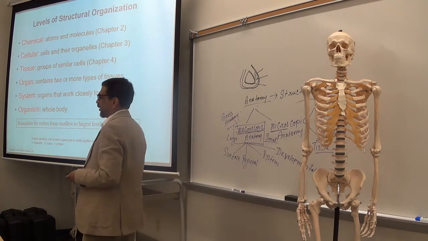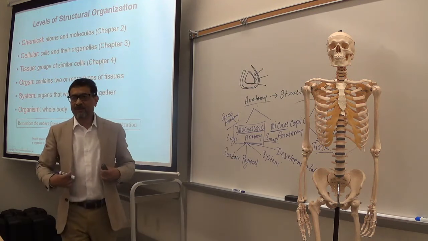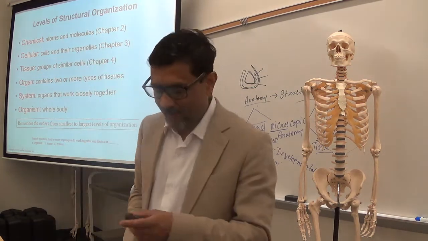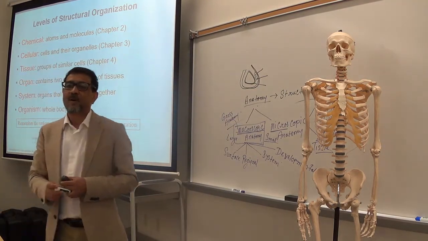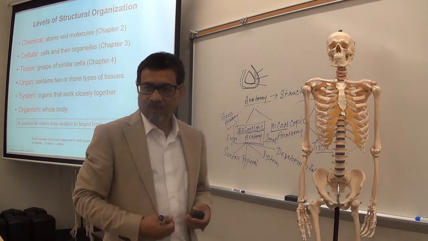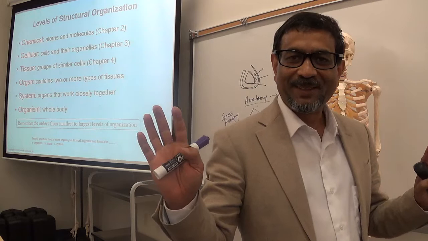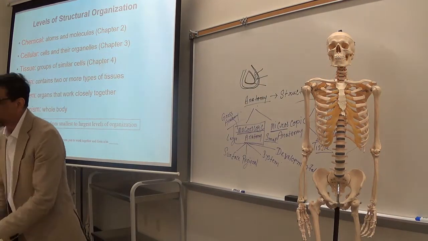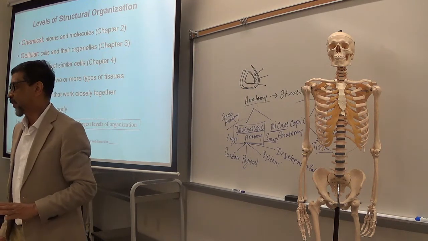Then organs join together to perform specific functions, and that is the system. So organs work together to form a system. How many systems do you have? 11. Now let me give you an example of how different organs join to form a system.